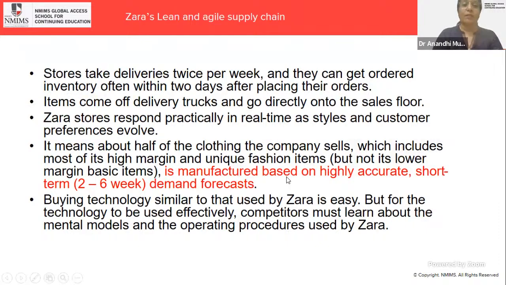Yes, it's manufactured based on highly accurate short-term 2 to 6 week demand forecasts. Obviously, forecasting also is being done. And since this is the fashion industry, they always have a threat of fashion changing very quickly. So often we say, no, that's an old-fashioned dress. And every 6 months also fashion changes. So that's why the life period of the fashion for Zara is kept very, very less compared to other brands as well.